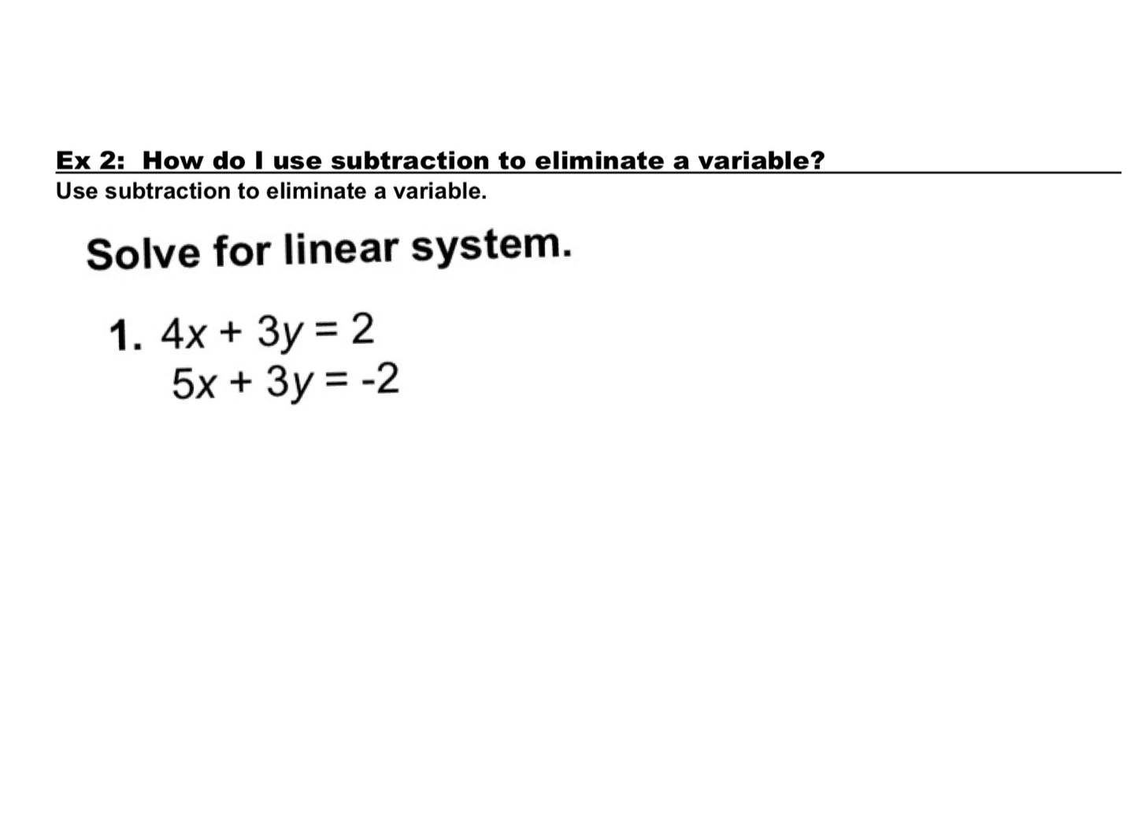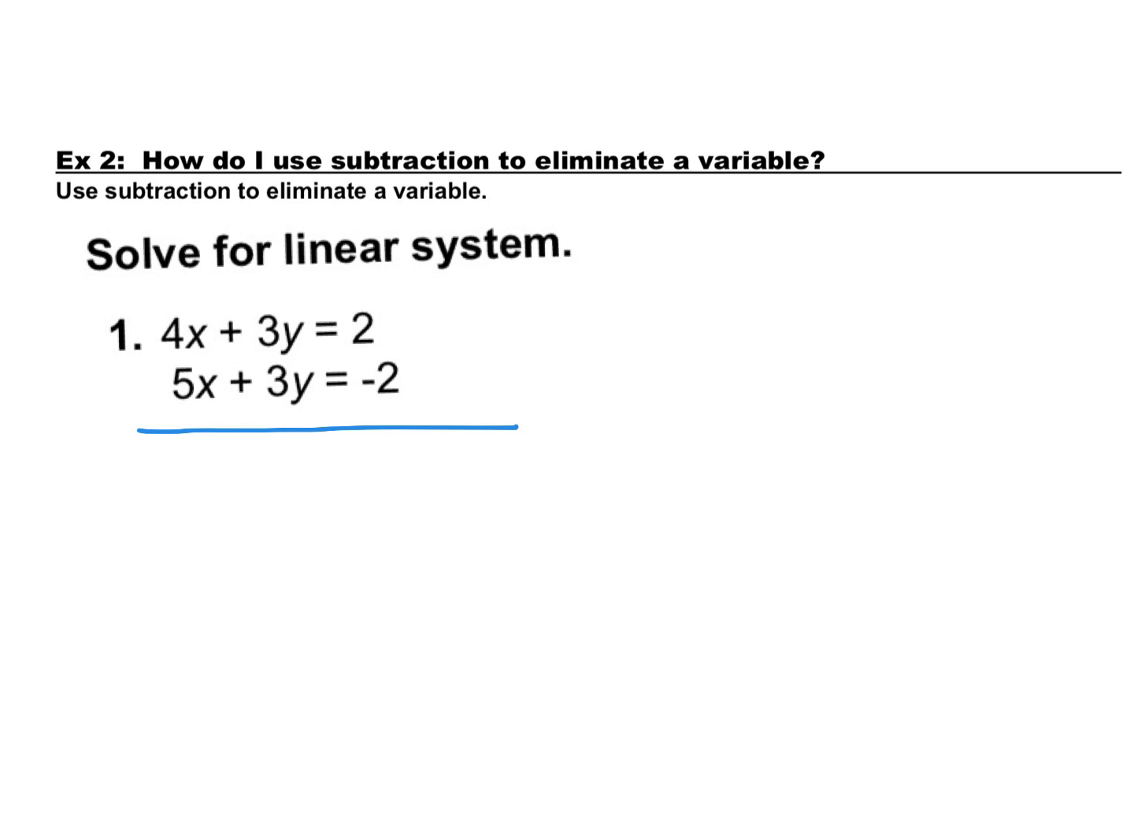All right, so how do I use subtraction to eliminate a variable? Solve this linear system. So I have 4x plus 3y is equal to 2, and 5x plus 3y is equal to negative 2. All right, so if you look at these, I can't add these together to have one of the variables be eliminated. But what I do notice is that I have two 3y's, so a 3y and a 3y.